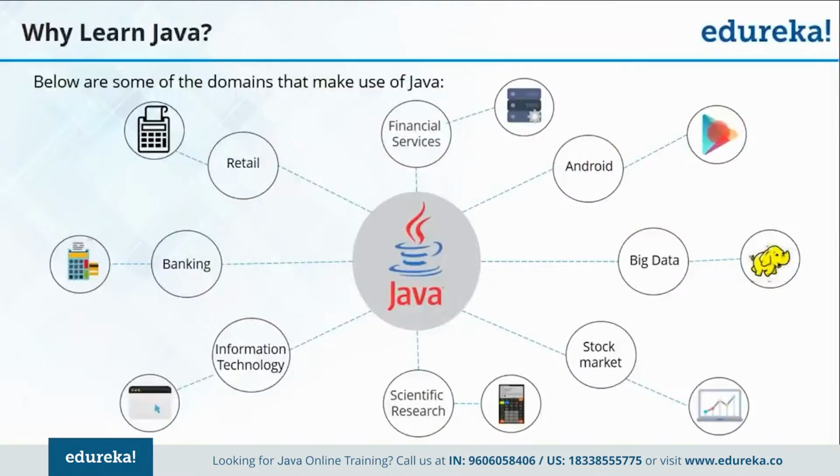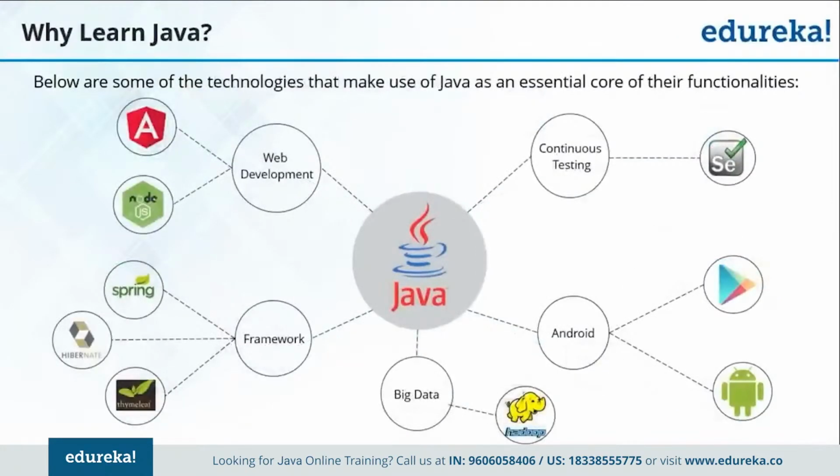So here your Android programs make use of Java, and your Android operating system itself highly makes use of Java and various Java APIs as such. When we look at the big data domain, your Hadoop mainly uses Java, and you even have a concept of MapReduce which involves Java as such. So I hope with this you've got an idea of the various domains where Java is being used.